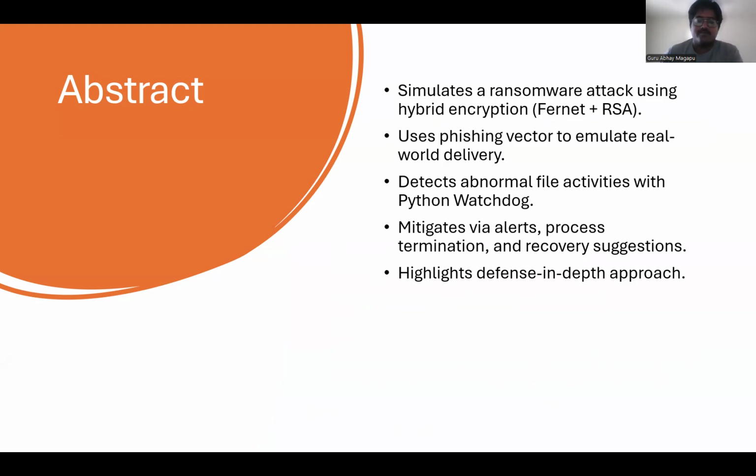To begin, our project simulates a ransomware attack using a hybrid encryption method: Fernet for the file encryption and RSA for securing the Fernet key. The attack is delivered through a phishing style executable mimicking real world infection vectors. We monitor file system activities using Python's Watchdog library to detect rapid file changes. Once suspicious behavior is flagged, the system issues alerts, terminates the malicious process, and proposes recovery options. Overall, this project emphasizes a defense in-depth approach.